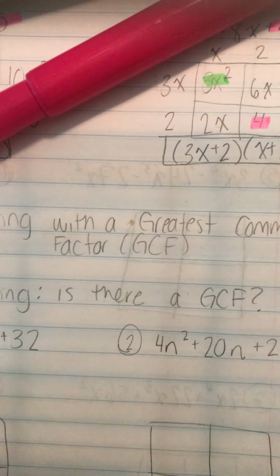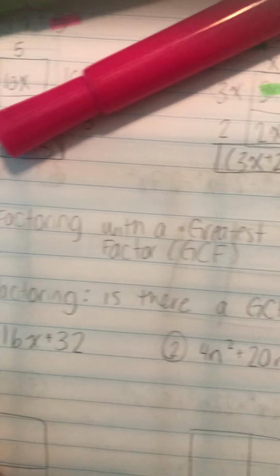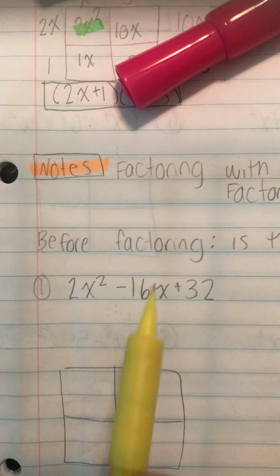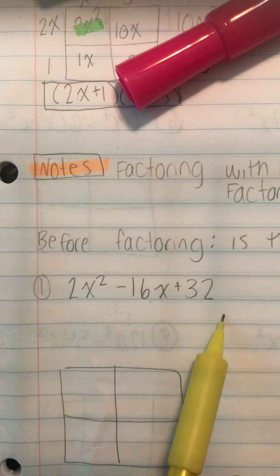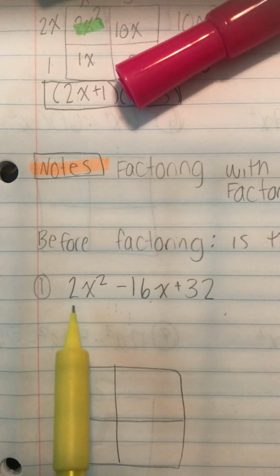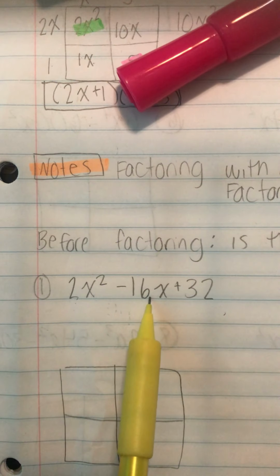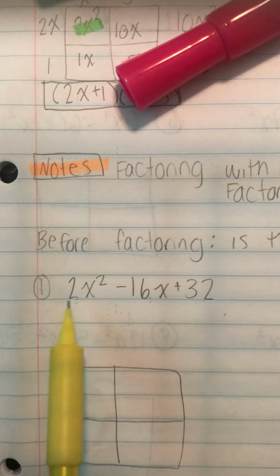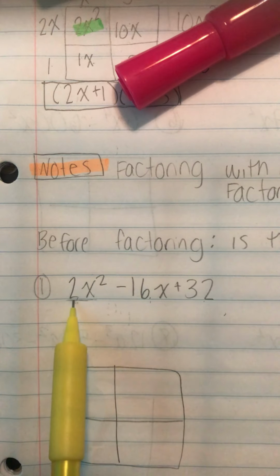So what does that mean? That means that we need to ask ourselves every single time we're factoring if all three of the terms have a number in common. And if there is a number, we need the biggest one they have in common. So, number one, 2x squared minus 16x plus 32. Well, the biggest number that goes into this term is 2.